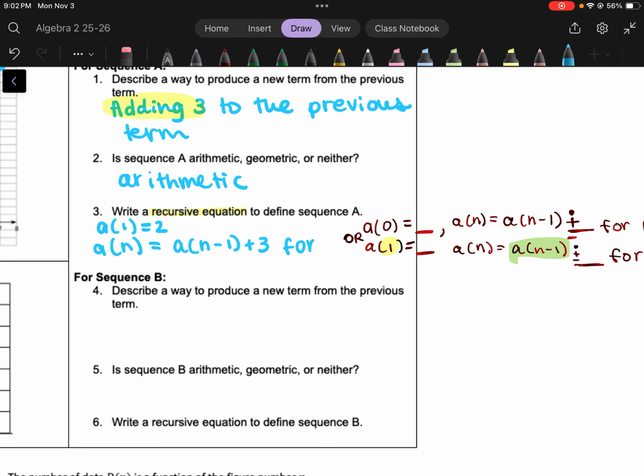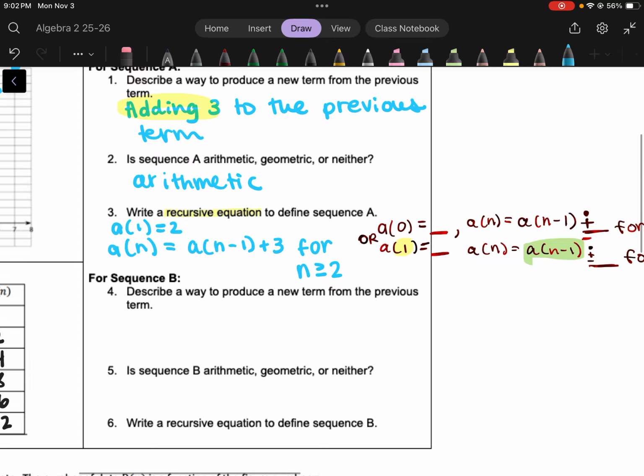So for n's that are greater than or equal to, and since we started with the first term, it'll be 1 higher, so starting at 2. And that's it for recursive for that arithmetic sequence. Now let's look at sequence B.